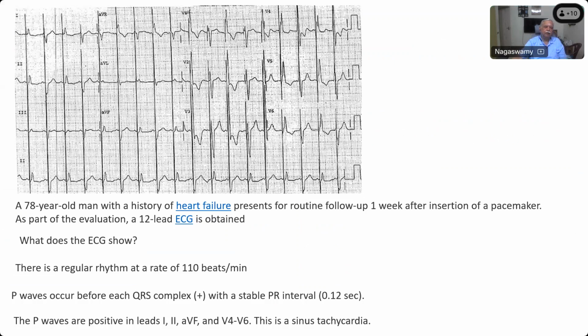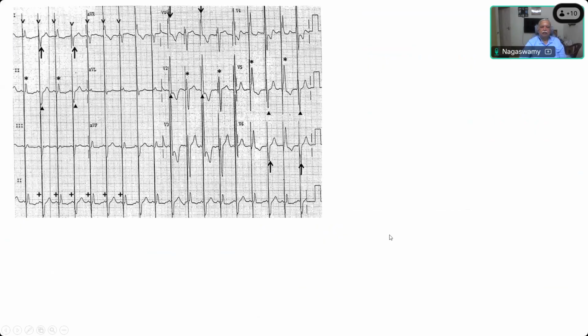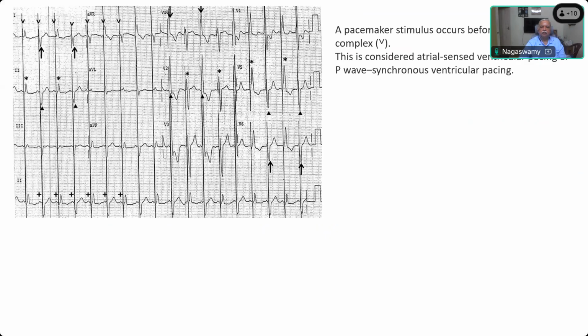The patient's P wave is present in all of them. You can see that P wave is here, P wave is here, and the AVF also has P wave, and V4 to V6 all have P waves. Okay. Now, the pacemaker stimulus occurs before every QRS complex. They have marked this here. It is considered as atrial sense and synchronous ventricular pacing.